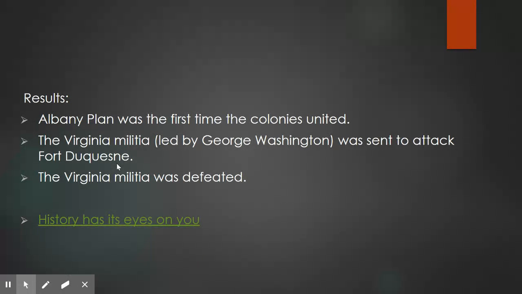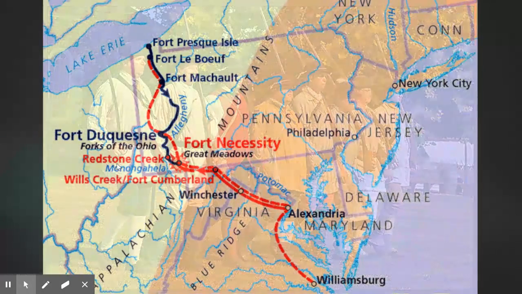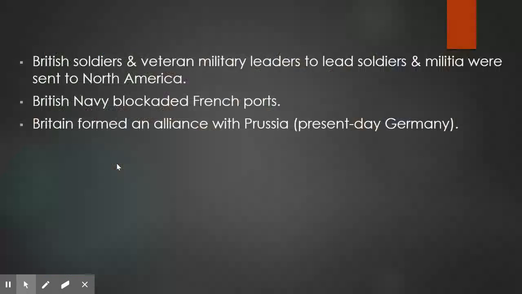And so they come to the realization quickly that the colonies alone aren't going to be able to fight this war. And so that is when Britain gets involved. Britain decides, okay, we've got to send soldiers, we've got to send veteran military leaders to lead this fight, right? We now have to get involved because you colonies can't do it alone. So now our powerful empire is going to help you fight this war.